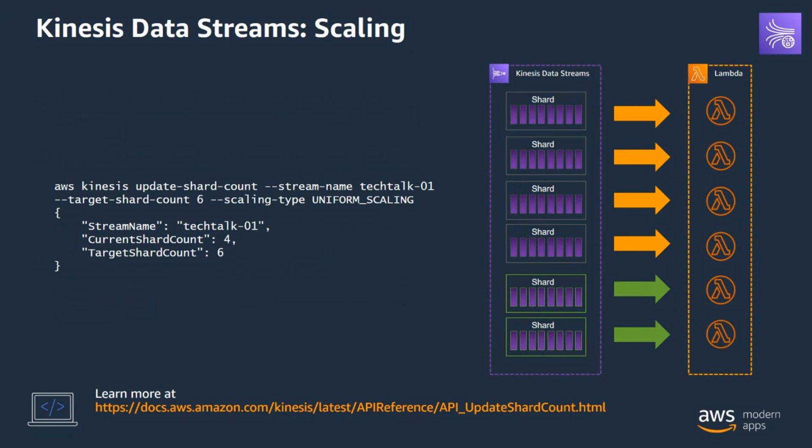This is an example of the CLI command to scale a stream from 4 to 6 shards. If the action is successful, the service returns a 200 response with a JSON payload containing the stream name, current shard count, and the target shard count. This process is asynchronous, so the response occurs before the scaling operation is complete.